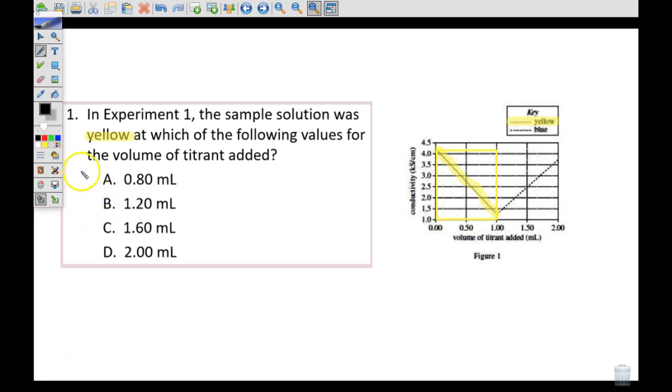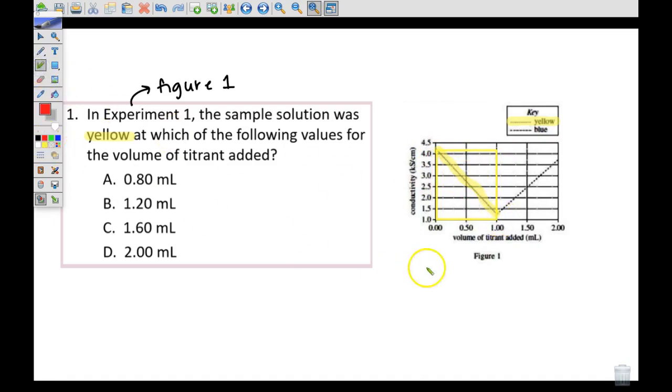In our first question, it asks, in experiment 1, the sample solution was yellow at which of the following values for the volume of titrant added? Experiment 1 goes with figure 1, so we're going to refer to the graph in the bottom left-hand corner of your sheet. Looking at the graph, I see that I have a key where the dotted line where the dots are really close together means that the solution was yellow. So I highlighted that trend line in yellow.